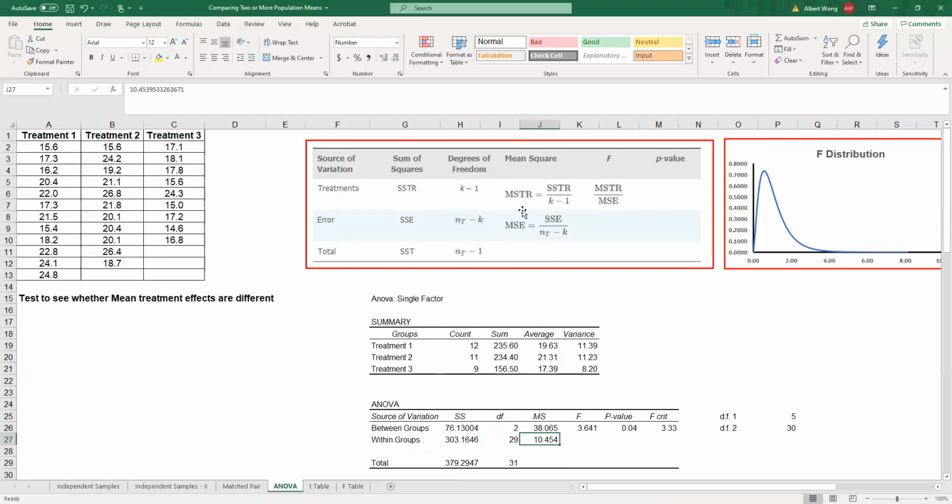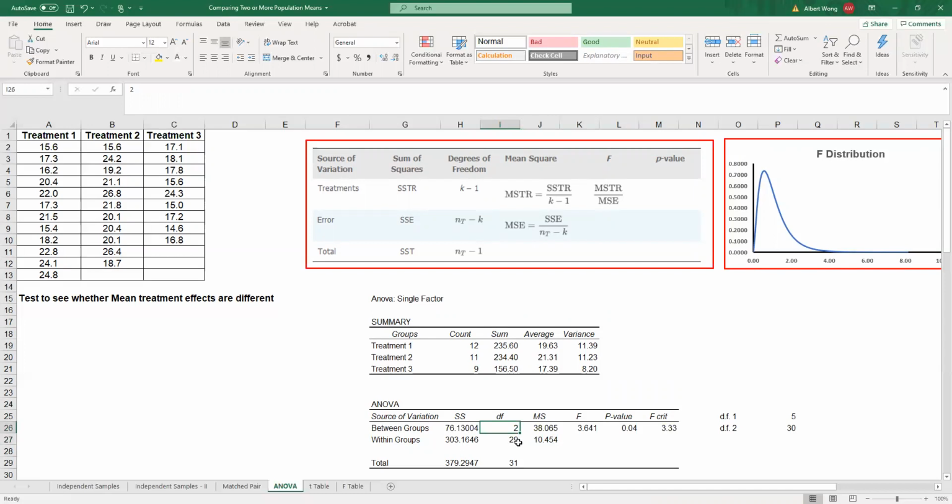So this is MSTR, the mean square for treatment or mean square between group. MSE is the mean square for error or mean square for within group. You just take this number divided by this number, and you get these two numbers. And then the test statistic is the ratio of these two, right? So the F is actually 38.265 divided by 10.454.